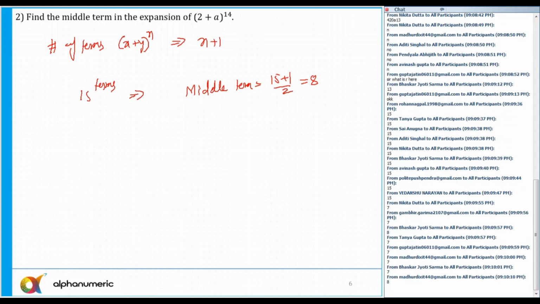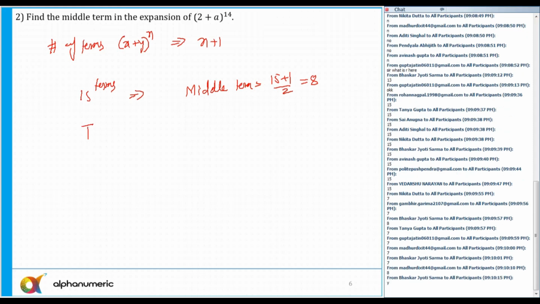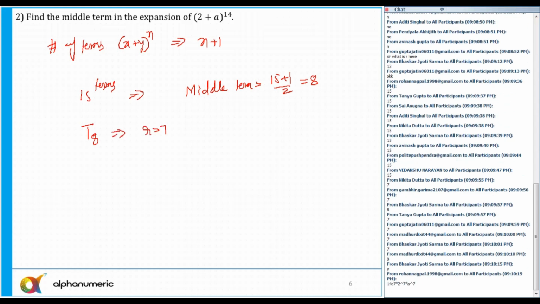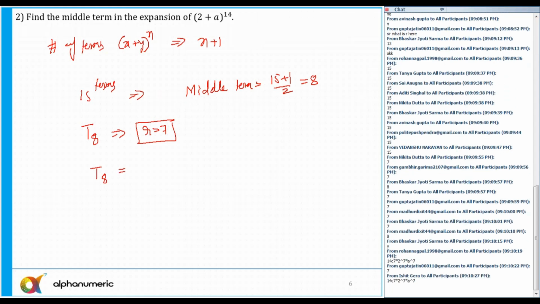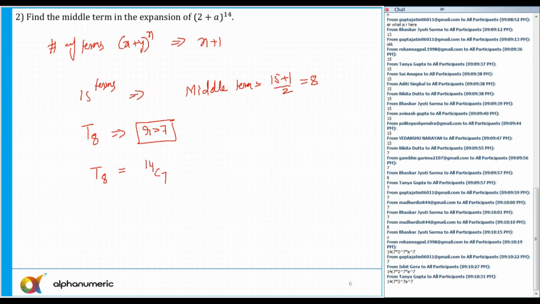Is that clear? So basically it means I need to find out now what is the 8th term, that is T8. So for T8, R must be equal to 7. Yes or no? So I can say T8 means R must be 7. So T(r+1) is nCr, I can write down that is 14C7 into 2 raised to power n minus r. So 14 minus 7 is equal to 7, and a raised to power 7. So this is the answer. Any doubts to anyone now?